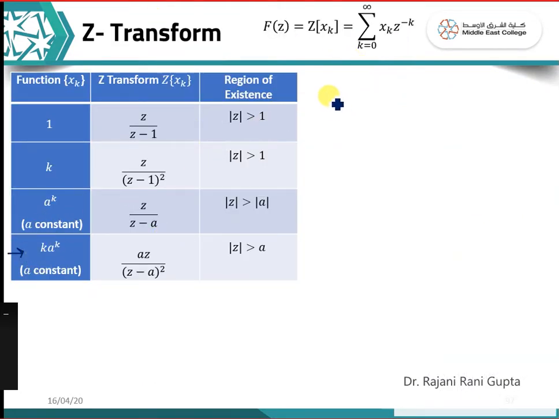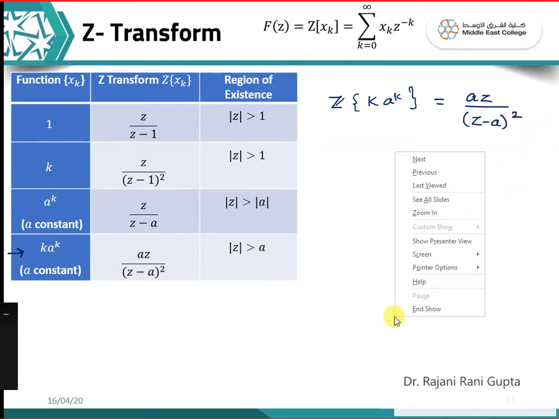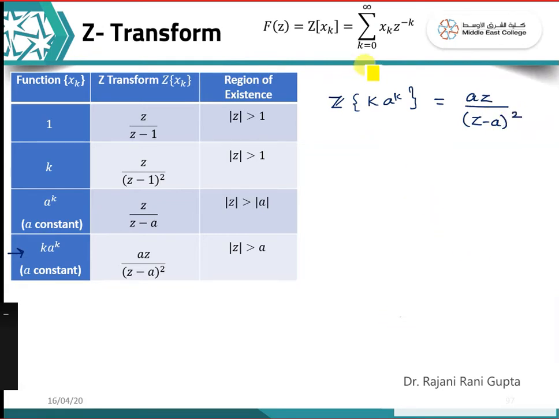The last rule says that the z transform of k a to the power k is az over (z minus a) to the power 2. So what we have to do is get the value of the constant a, and here we are replacing it at two different positions. So this is how it is different. Here, when we are getting the value of a, we are just replacing it once. But here the constant is replaced at two different places.